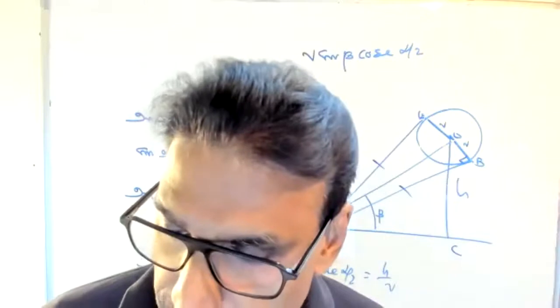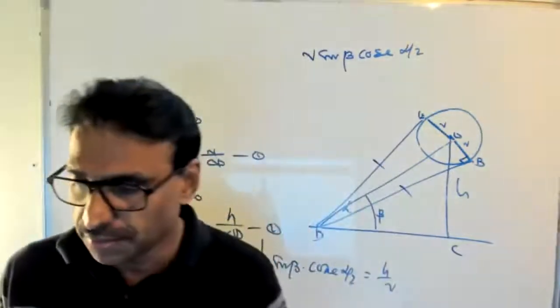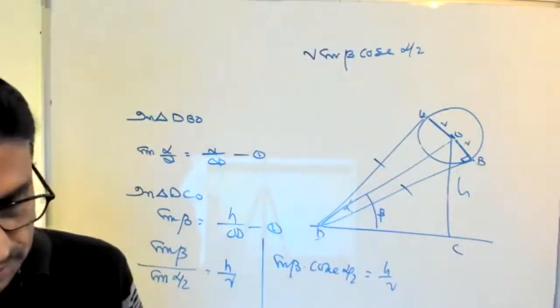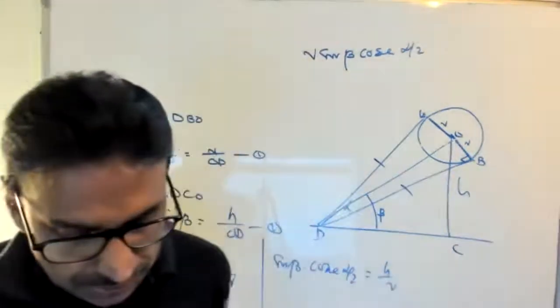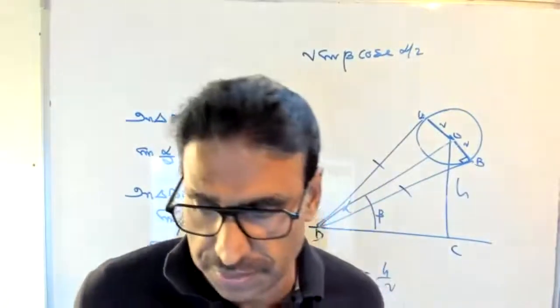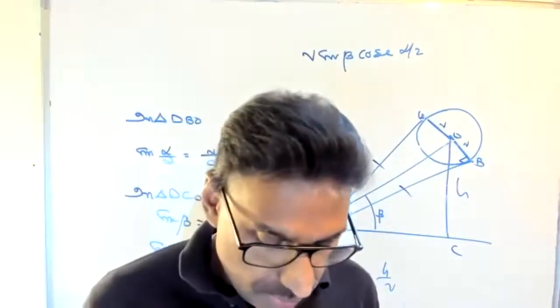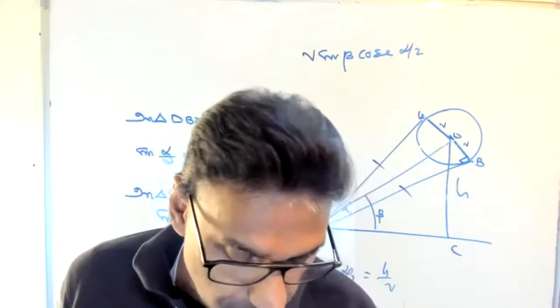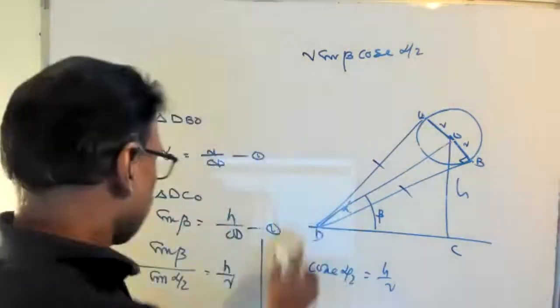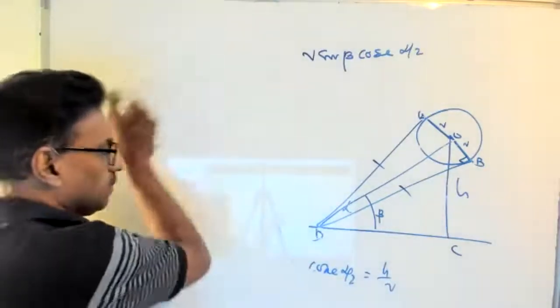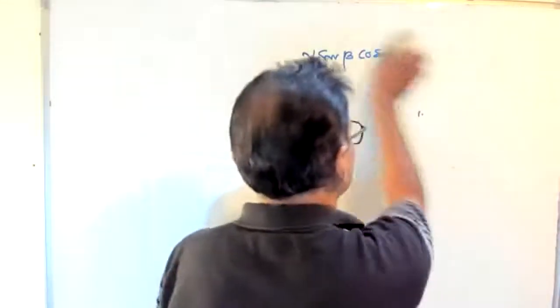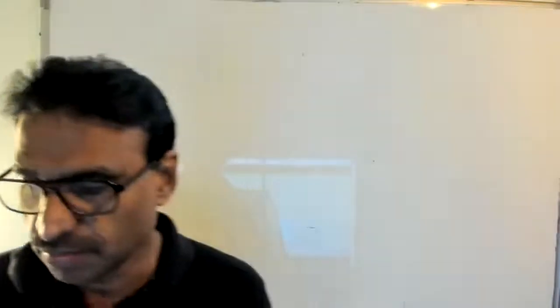Next question. A tree 12-meter height is broken by the wind in such a way that its top touches the ground and makes an angle 60 degrees with the ground.